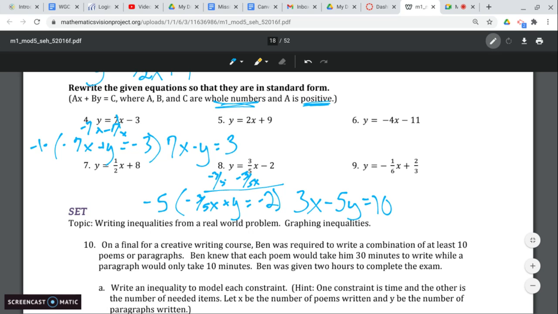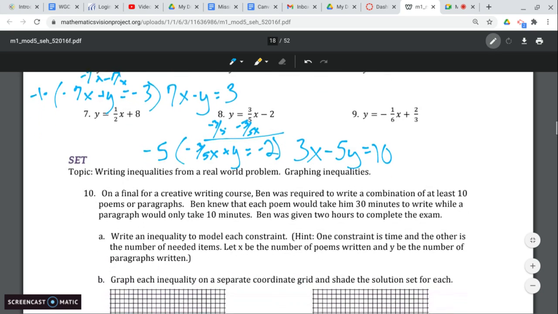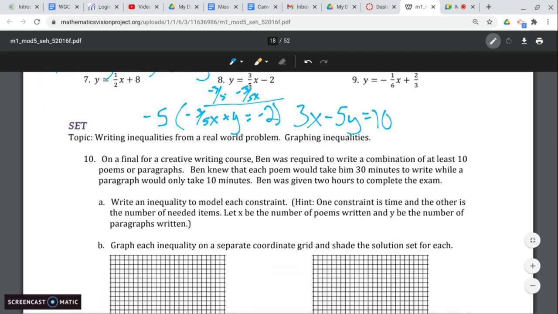So that's how we get from slope-intercept form to standard form. Key thing, do not have fractions in your answers, and do not let your a term, or the number attached to your x value, ever be negative. Okay? All right.